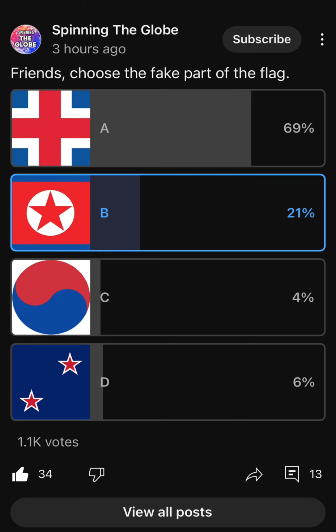You might be asking, well, Politography, how is this the right answer? Well, if you look at the flag of North Korea, normally you would see two thin white stripes dividing the blue section from the red section. As this image does not show that, that would make B the correct answer in this fake part of the flag. So, you're welcome. There's your answer.